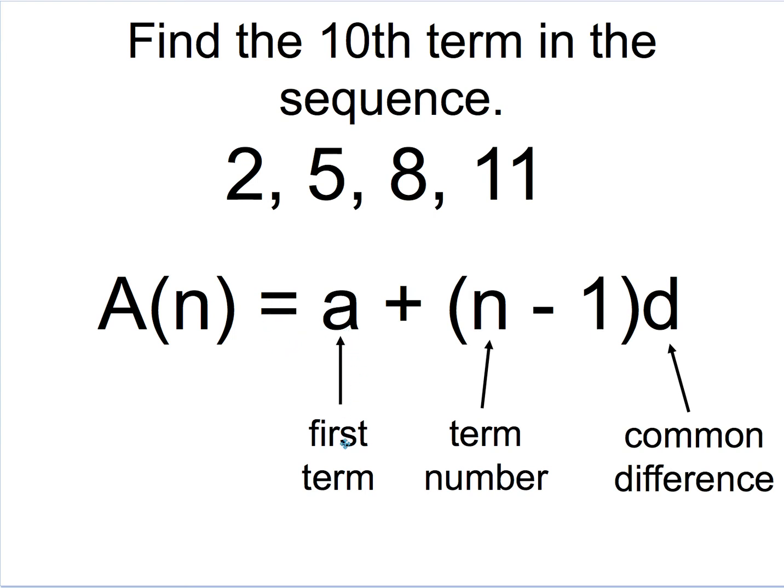Well, A is easy to remember because it's the first term. Okay, A is the first letter of the alphabet. So what's the first term in this sequence? Well, the sequence starts off with a 2, so we would plug in a 2 in place of A.